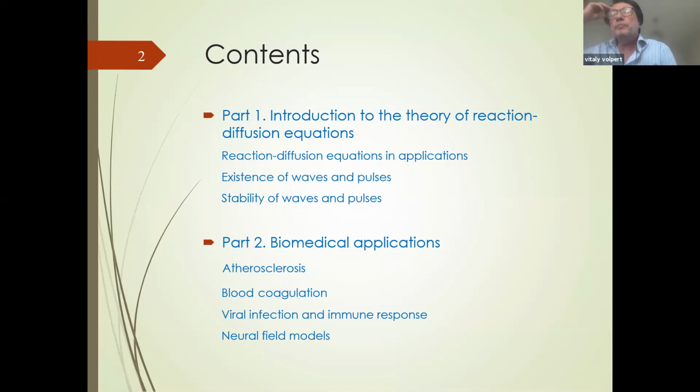And then in the second part of this presentation, we'll use these mathematical results and these solutions to study some applications. And here you see a short list of them. Of course, there are many others, but time is limited. So what I chose here is atherosclerosis, blood coagulation, viral infection, and immune response. And maybe also we will have some time at the end about neural field models. And we'll see how these reaction diffusion equations and these particular types of solutions are used to study these problems.